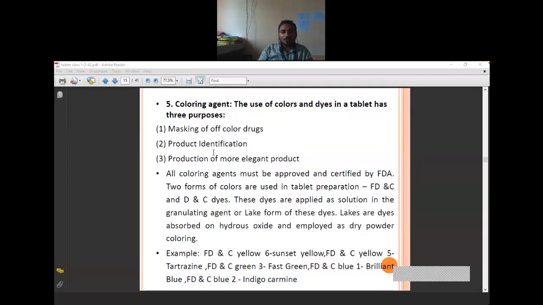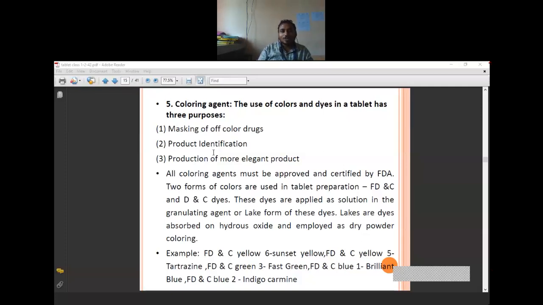So it is a yellow color tablet. Have you taken any antacid tablets? Yes, sir. Pink color? Have you taken any kind of vitamin C tablets? Yes, sir. Orange color? Limsy orange color, is it not? So we can easily identify that particular tablet by the color.